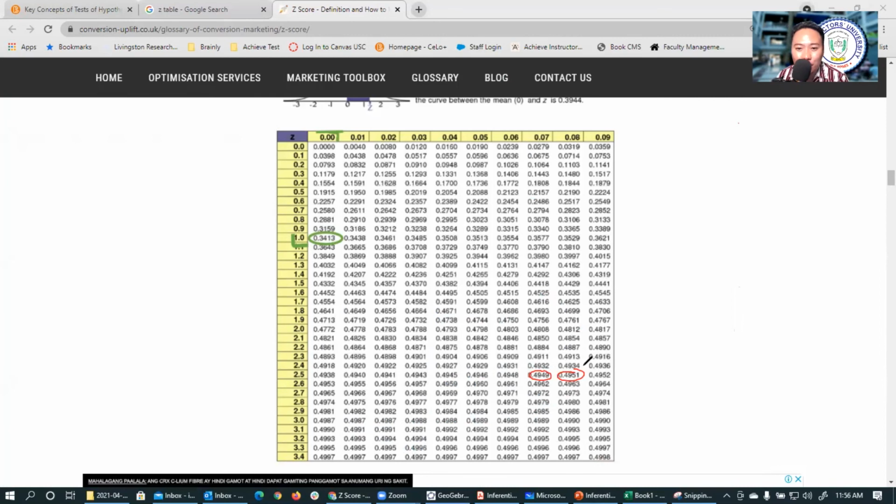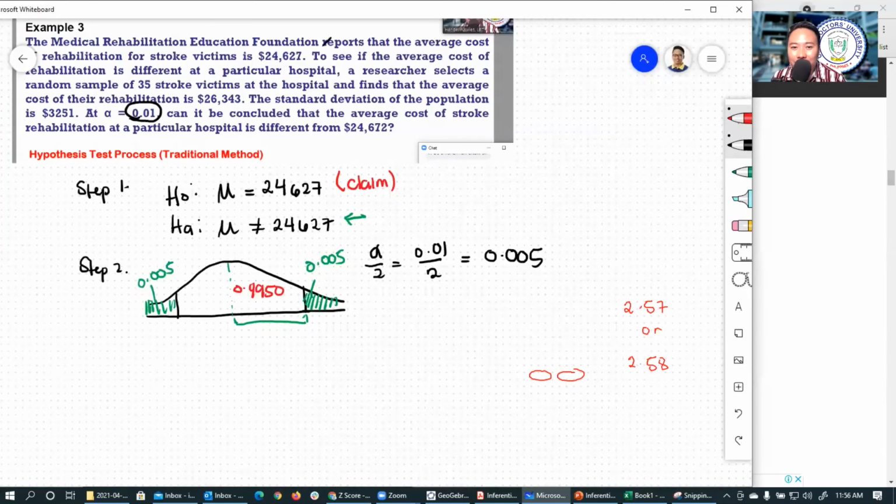I'll choose this one, guys, because it's just 2.57. So the z-score that I'm going to be using is 2.57, or you can use 2.58, because the two are close. Okay? So the z-score is positive 2.57 and the other one is negative 2.57. So step 3.